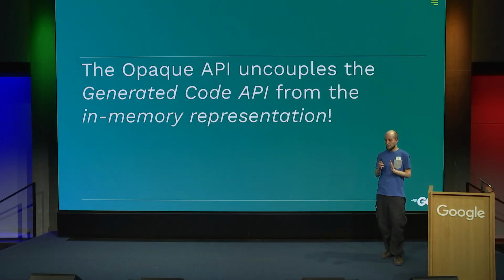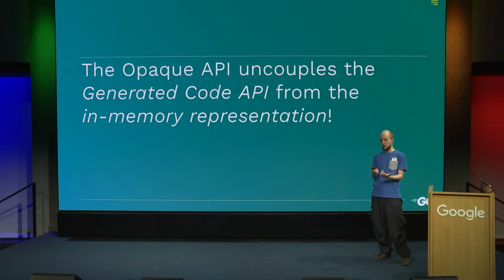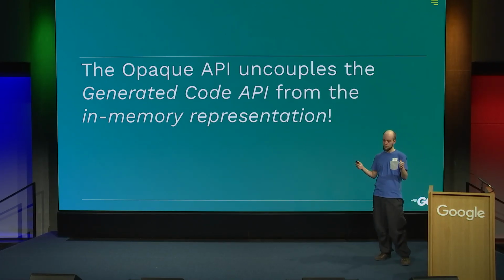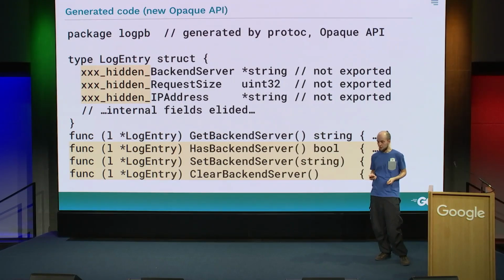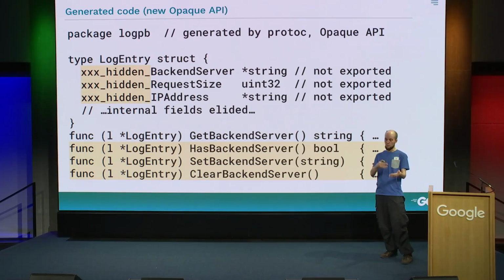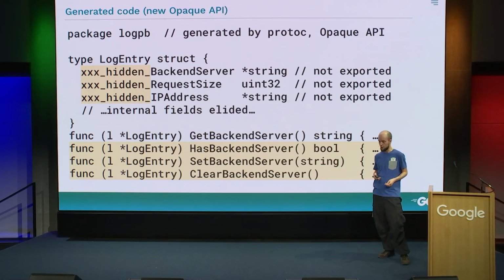Okay, so now that we have that out of the way, if you ask me to characterize what the Opaque API actually introduced, this is the way I would phrase it. I would say the Opaque API uncouples the generated code API from the in-memory representation. What do I mean by this? So previously, you could just directly access the backend server struct field, right? So the in-memory representation was exactly also the public API. You could directly reach into that same memory storage. In the Opaque API, this is no longer permitted.